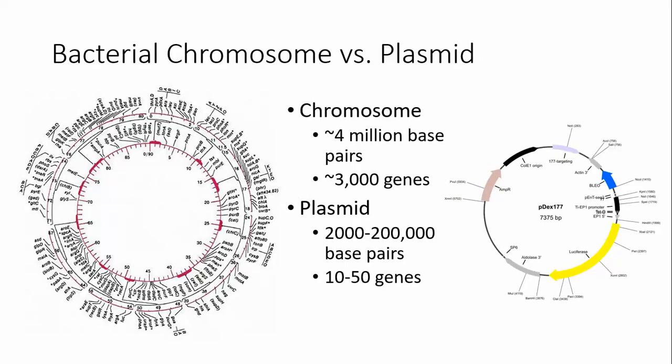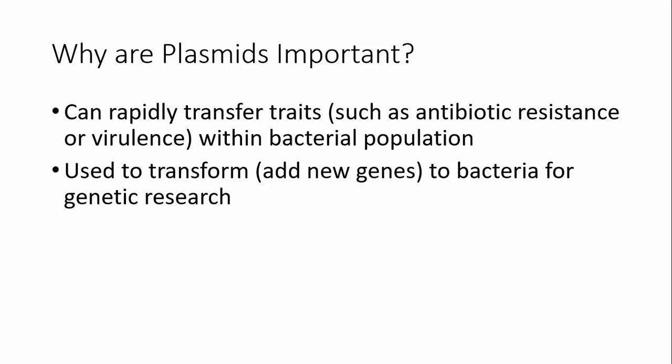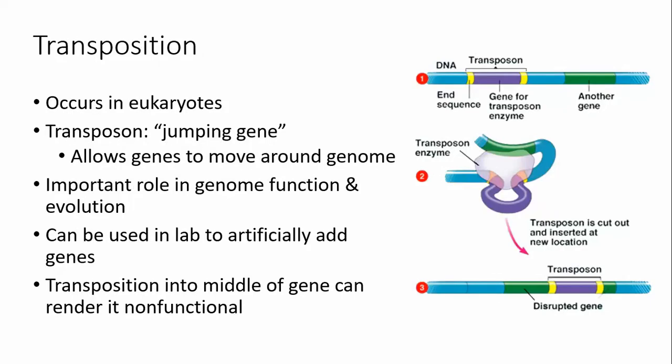And then just to compare, a bacterial chromosome is much bigger, has around 4 million base pairs, anywhere from 3,000 on up genes. We're just doing an average. A plasmid is much smaller, anywhere from 2,000 to 200,000 base pairs, and it's maybe 10 to 50 genes. And plasmids are really important in the lab because you can use them to add genes to bacteria so that way you can get them to produce proteins and do genetic research. And they can really rapidly transfer traits around within a bacterial population.